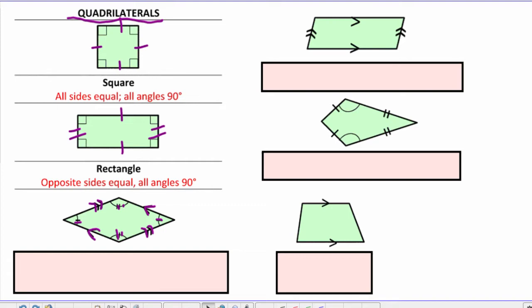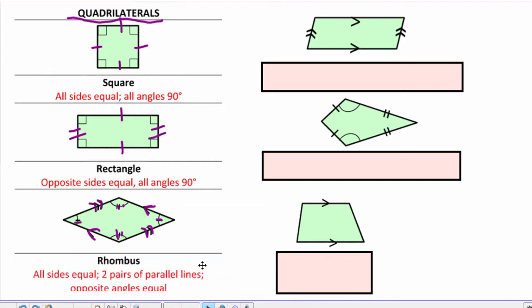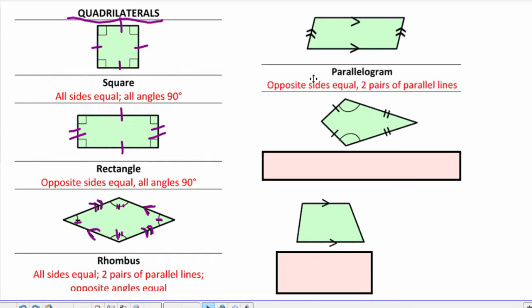Okay, it looks like a diamond, but the mathematical name is a rhombus. All the sides are equal length, two pairs of parallel lines, and the opposite angles are equal. This one at the top, we can see we've got parallel lines again, here and here. These two lines are the same length, these two lines are the same length. This is called a parallelogram. So the opposite sides are equal, and it's got two pairs of parallel lines.